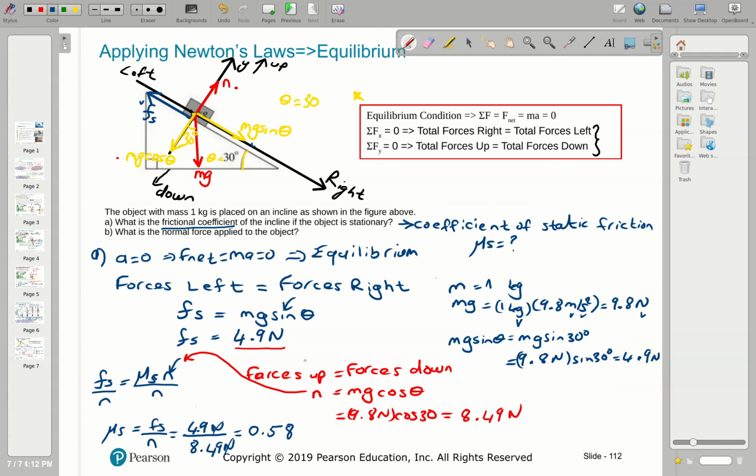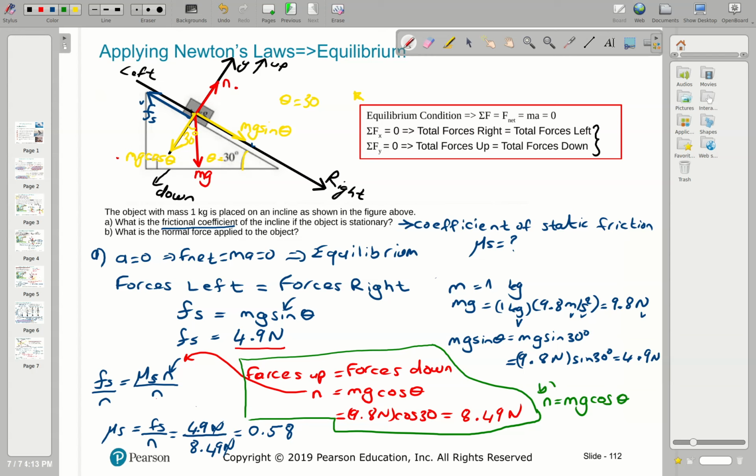Alright, my friends, that's, oh no, there's a B part, that's not all. What is the normal force applied to the object? This is already solved, right? This part here actually answers part B as well. What is the normal force applied to the object? In this case it is mg cosine theta, and we already found that: 8.49 Newton. All right, now that's all, and I'll see you in the next video.